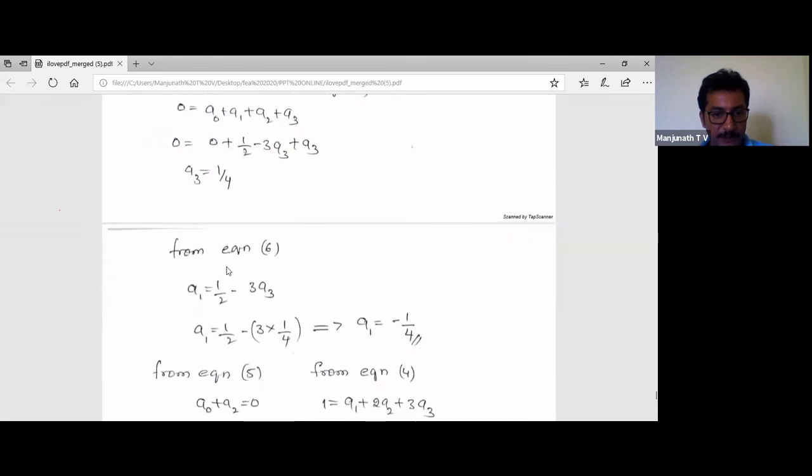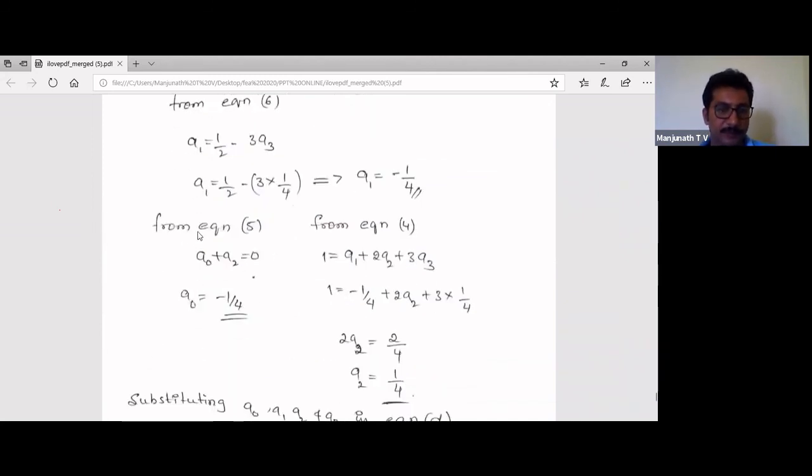Again, from equation 6, a1 is equal to 1 by 2 minus 3a3. Substituting the a3 value as 1 by 4, a1 is equal to 1 by 2 minus 3 into 1 by 4, which gives the a1 value as minus 1 by 4.